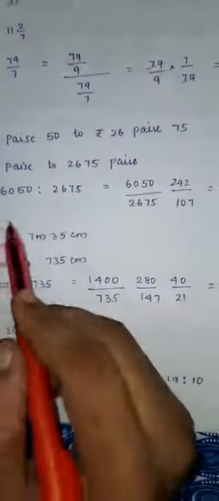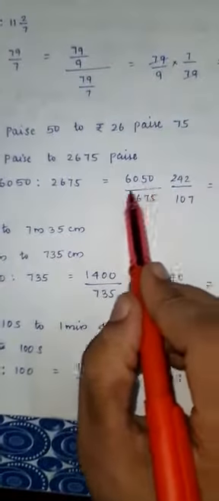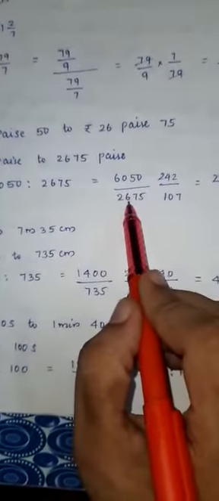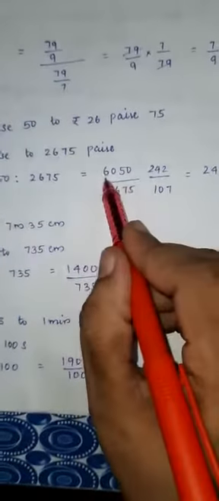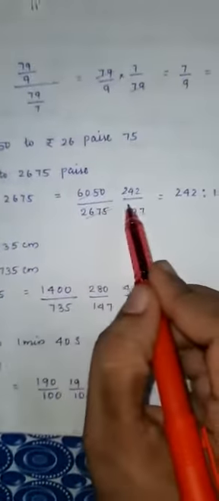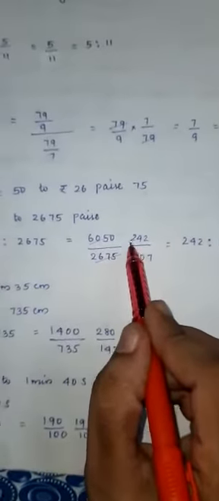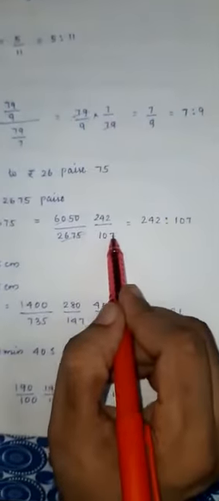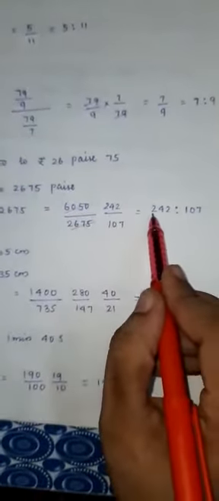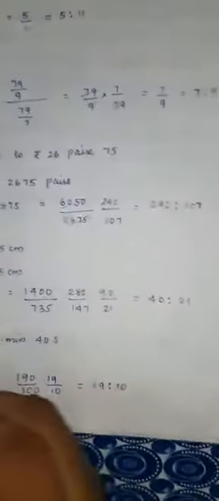2675 paise. That is equal to 6050 divided by 2675. Both are coming in the table of 25. So this is cancelled by 25. So the answer is coming as 242 divided by 107. So the answer is 242 is to 107.